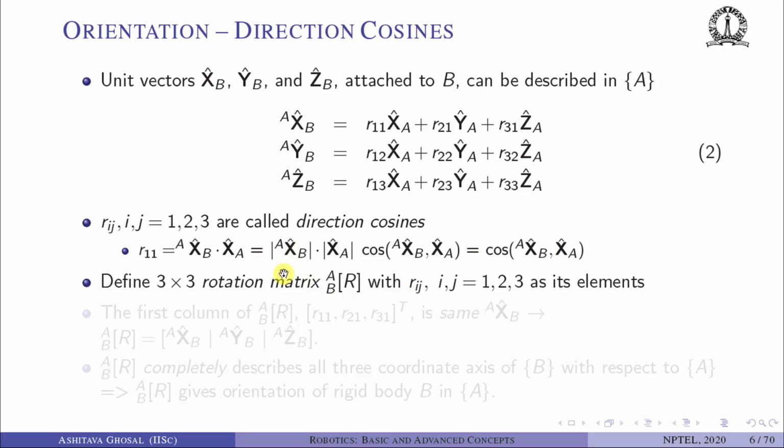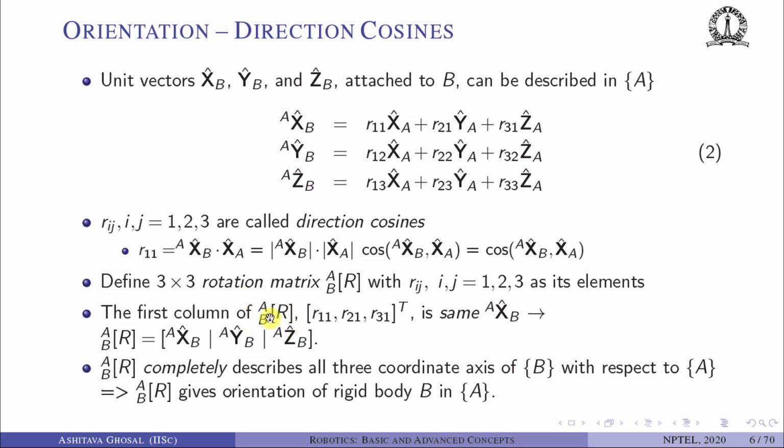So we can define this 3 by 3 matrix containing Rij, and this is called a rotation matrix. There are 9 elements: R11, R21, R31 in the first column, R12, R22, R32 in the second column, R13, R23, R33 in the third column. The first column of this rotation matrix is R11, R21, R31, and it is the same as the AXB vector. So effectively, the matrix ABR has first column AXB, second column AYB, and third column AZB.